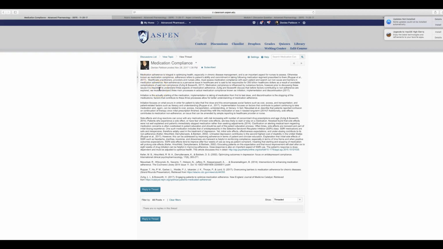So medication adherence is integral in optimizing health, especially in chronic disease management, and is an important aspect for nurses to assess. Otherwise known as medication compliance, adherence refers to patients' ability and commitment in following medication regimens prescribed to them. Healthcare practitioners, providers, and nurses alike must assess medication compliance with each patient and search out root cause and barriers in medication adherence. So I am analyzing why it's important, right? Because non-adherence is a pervasive issue in healthcare and is responsible for $300 billion healthcare dollars as a result of avoidable complications. So again, proving why it's important, right? So I had a logical and well thought out argument.